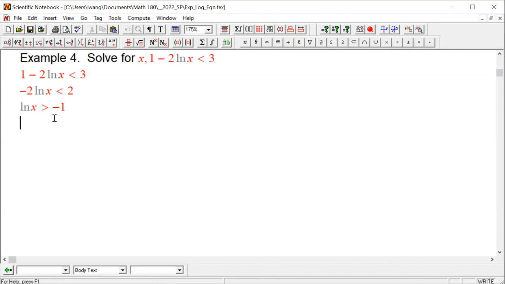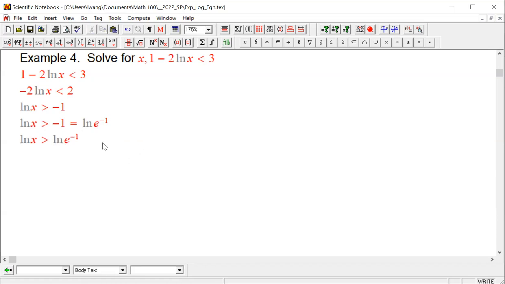Okay, so ln x is going to be larger than negative 1. So what will be the solution? If you do it algebraically, you're going to see, what is negative 1? Negative 1 is ln e to the power of negative 1. So ln x is larger than negative 1, which is the same as ln x is larger than ln e to the power negative 1.